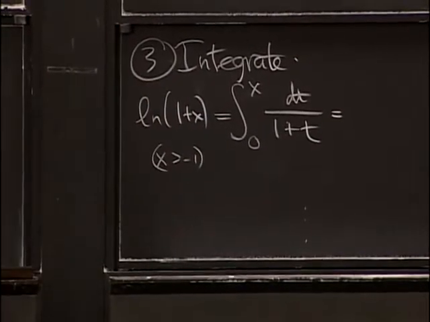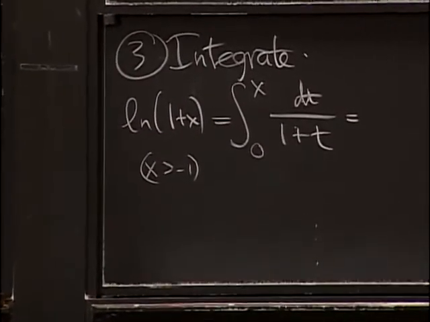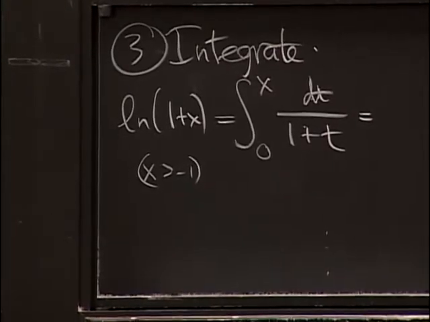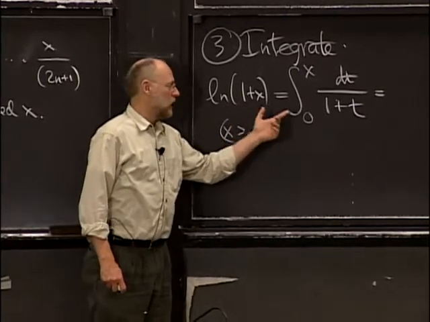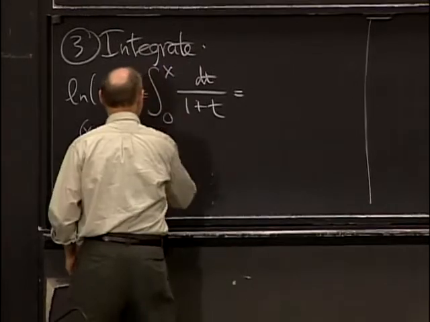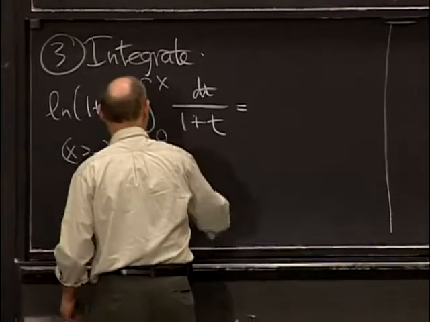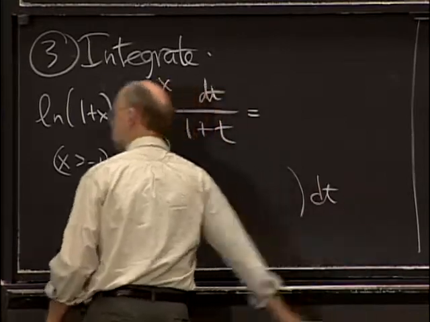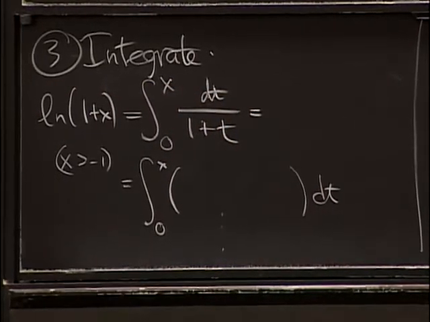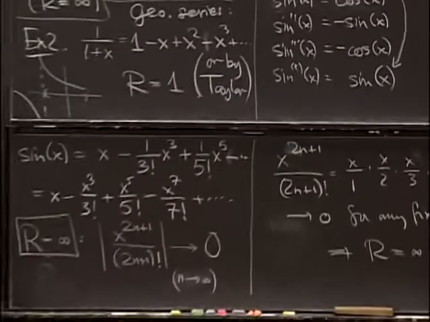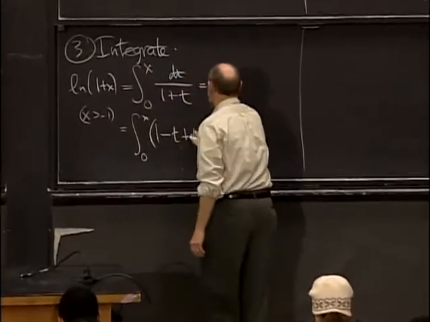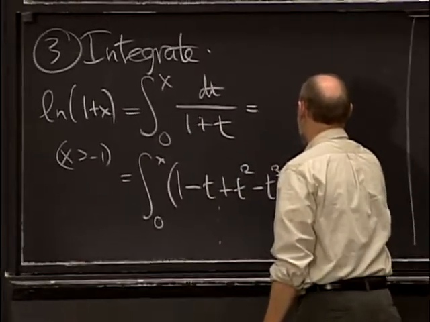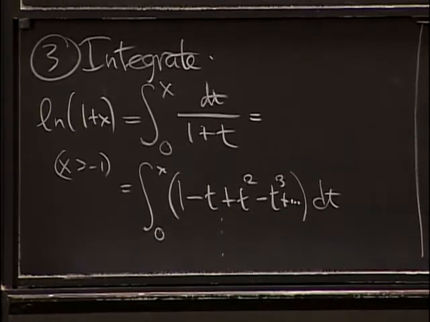Okay. Now, I'm going to try to apply power series methods here and use this integral to find a power series for the natural log. I'll do it by plugging into this expression the power series for 1 over 1 plus t, which I know because I wrote it down on the board up here. Change the variable from x to t there. So 1 over 1 plus t is 1 minus t plus t squared minus t cubed, and so on. That's the thing inside the integral.